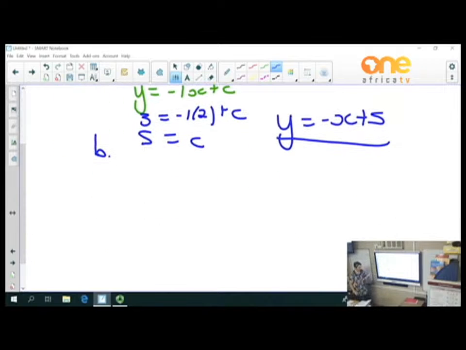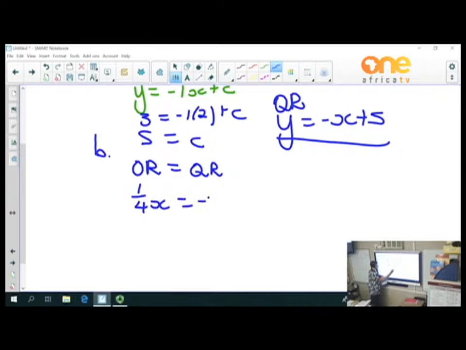Right, the next one, number B. The coordinates of R. So what are the coordinates now of R? Now I need to solve simultaneously. Which two lines pass through R? OR and QR. Here we have QR. So what is OR? They gave it to you, isn't it? y is equal to 1/4 x. So I can say 1/4 x is equal to -x plus 5.